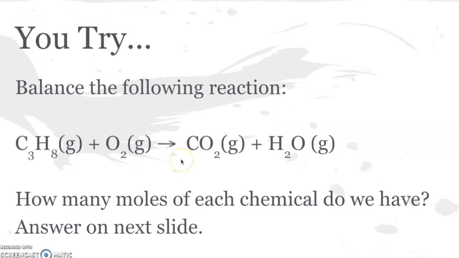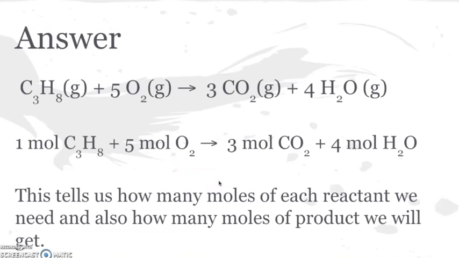So first we're going to balance this reaction. When we balance this reaction, we have 1, 5, 3, 4. That means 1 mole of C3H8 plus 5 moles of O2 make 3 moles of CO2 and 4 moles of water. This tells us how many moles of each reactant we need and also how many moles of product we'll get. So if we have 1 mole of this plus 5 moles of this, we'll get 3 moles of CO2 and 4 moles of water. We can use that information for ourselves.